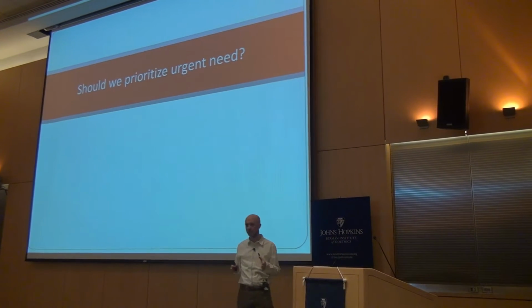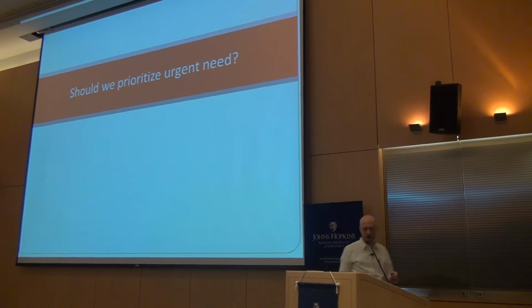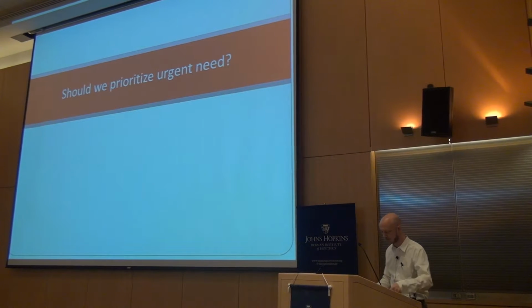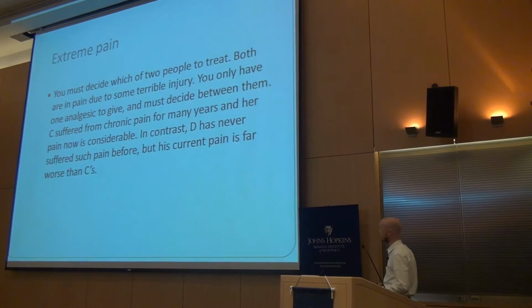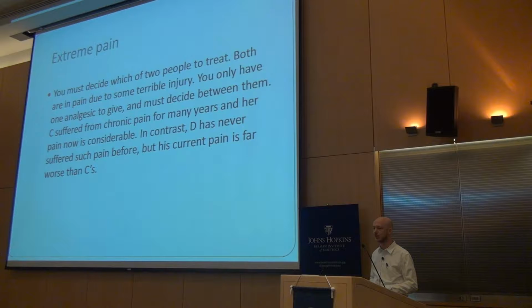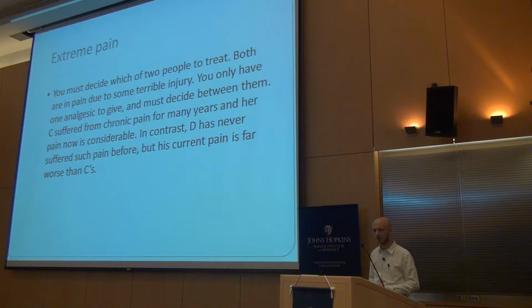But they're sort of tricky conceptual questions. Okay, so I'm going to start with the first of these questions, whether we should prioritize urgent need. So consider the following case. You have to decide which of 2 people to treat. Both are in pain due to some terrible injury. You only have one analgesic to give and must decide between them. C suffered from chronic pain for many years, and her pain now is considerable. In contrast, D has never suffered such pain before, but his current pain is far worse than C's.